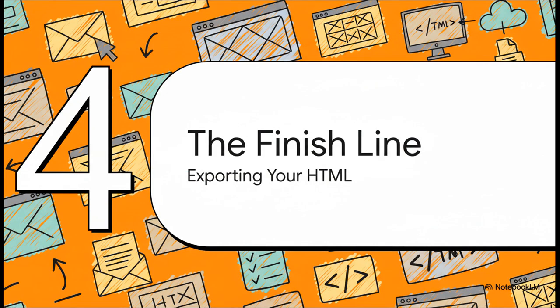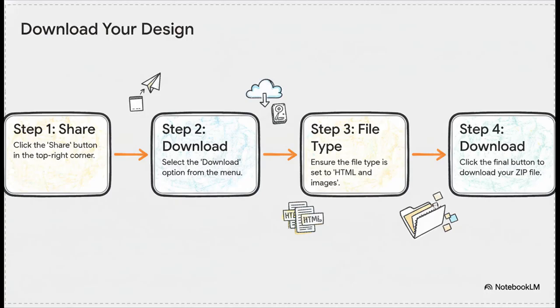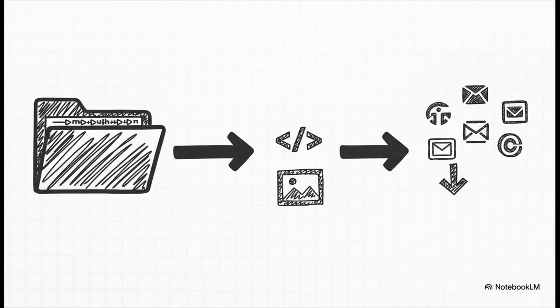All right, you've tested everything, you're happy with how it looks on all devices, you finally reached the finish line. Now it's time to export your design and get it ready to send out to the world. The whole process is super straightforward. Just go up to Share, then Download. The key thing here is to make sure you select HTML and images as the file type. Canva will then package everything, all the code, all the pictures, into one tidy little zip file for you. And that zip file is the magic ticket.